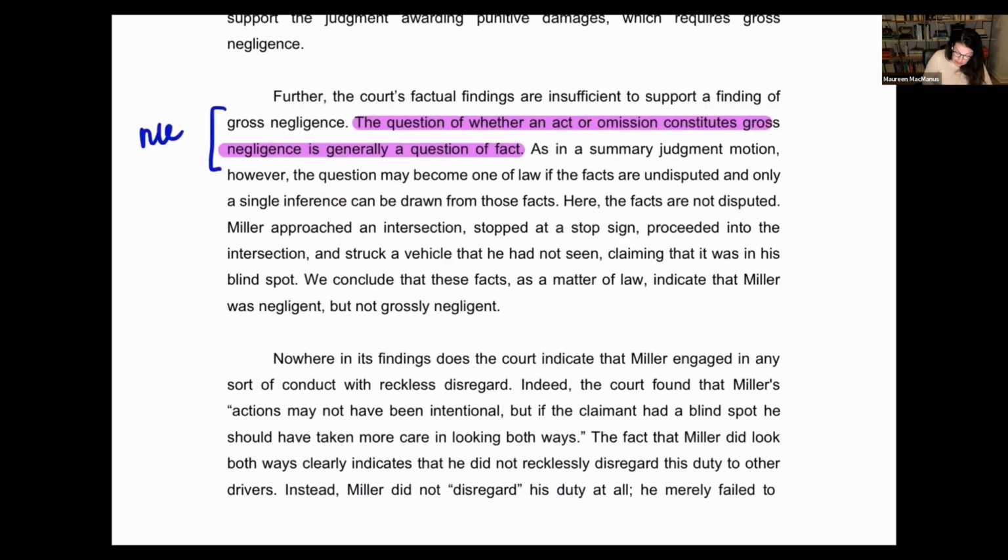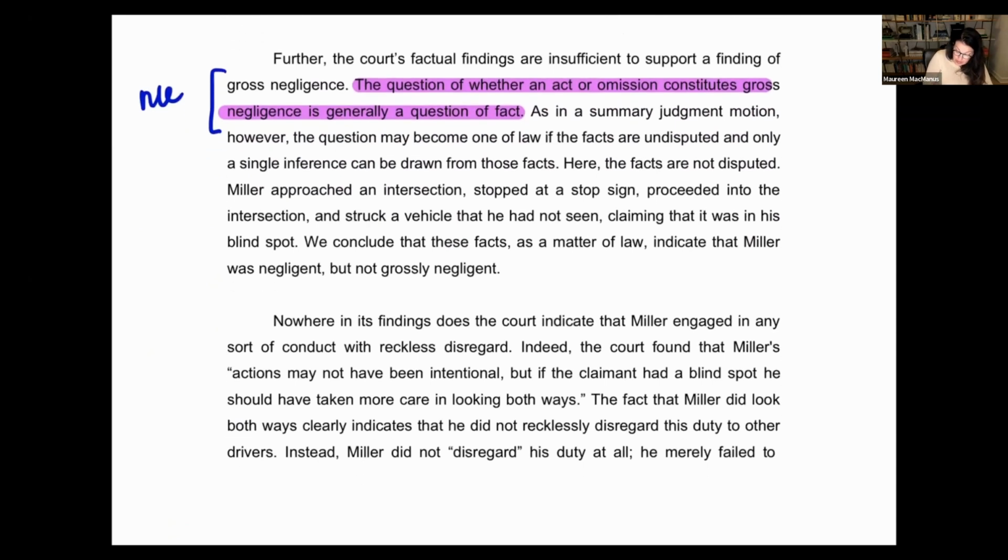As in a summary judgment motion, however, the question may become one of law if the facts are undisputed and only a single inference can be drawn from those facts. Here, the facts are not disputed. The reason why they held this way is because of this. Miller approached an intersection, stopped at a stop sign, proceeded into the intersection, and struck a vehicle that he had not seen, claiming that it was in his blind spot.